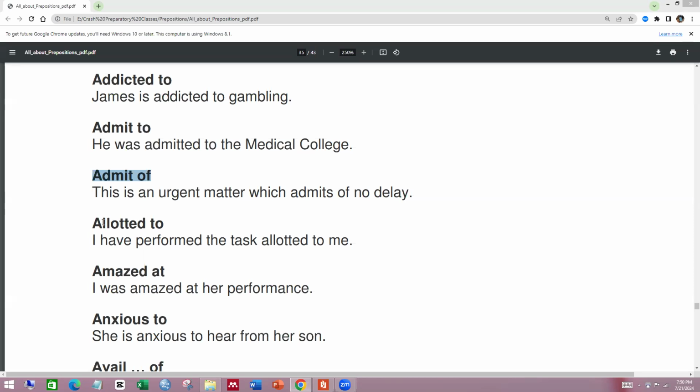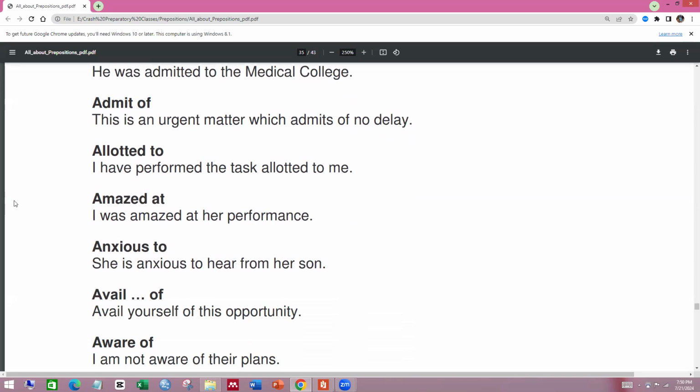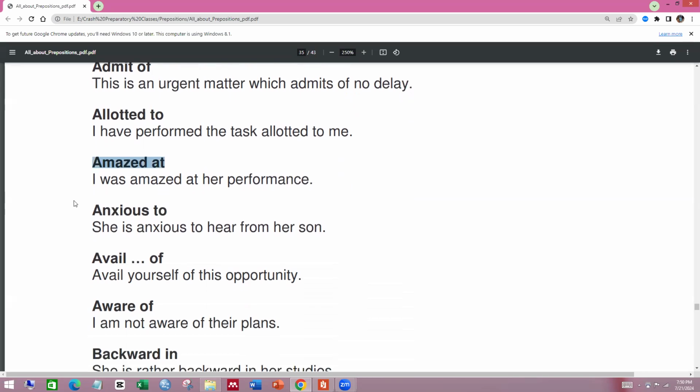I performed the task allotted to me, जिसकी मुझे परमिशन थी, यहाँ पे अलाउ किया गया. Amazed, I was amazed at the performance. Amazed भी सिंपल वर्ड है. Anxious to, she is anxious to hear from her son. मतलब जैसे कोई फॉर एग्जाम्पल anxious होता है, somebody is waiting eagerly to listen to something.